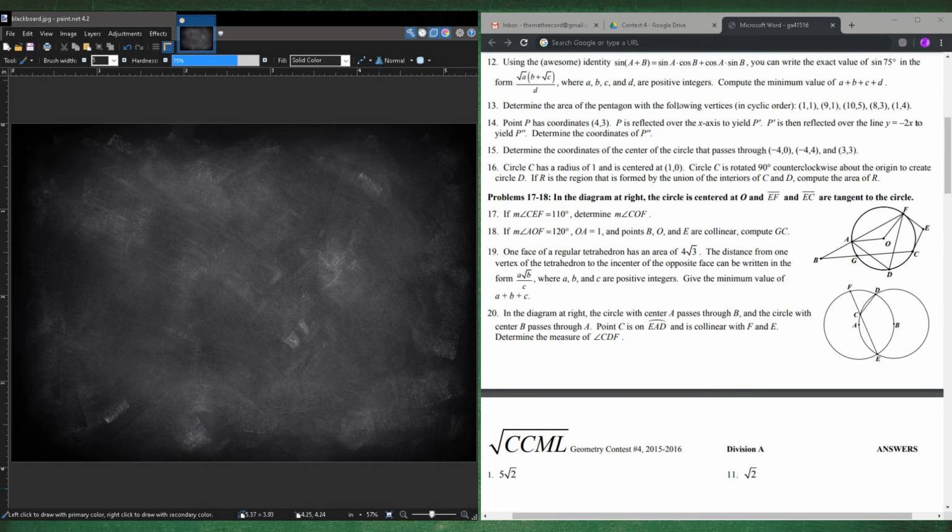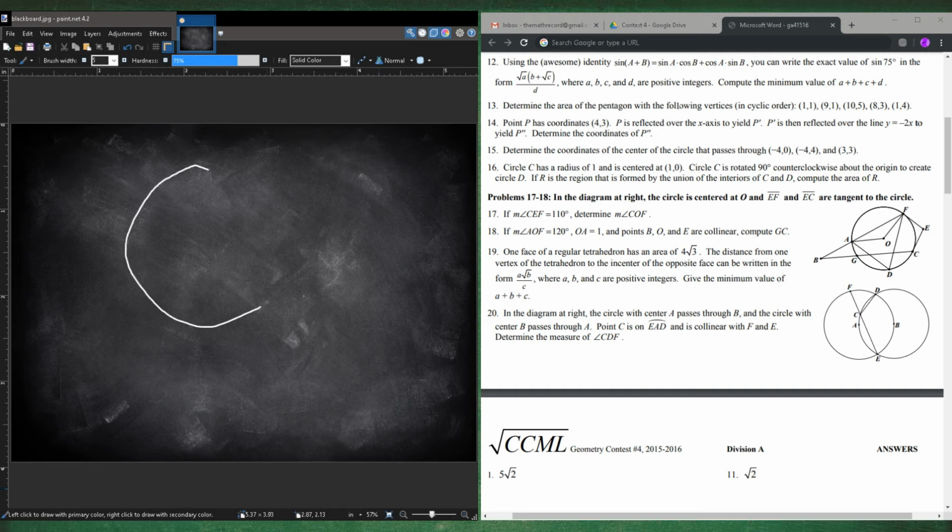Question 20. In the diagram at the right, the circle with center A passes through B. The circle with center B passes through A. Point C is on arc EAD, and it's collinear with F and E. Determine the measure of angle CDF.